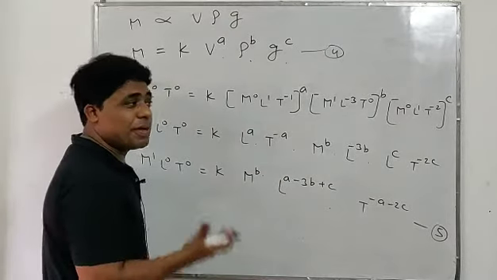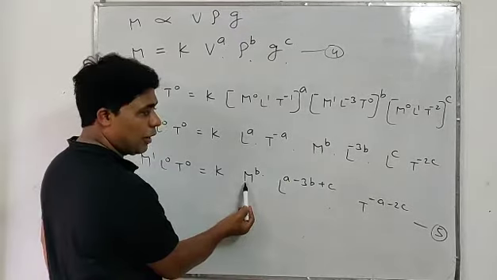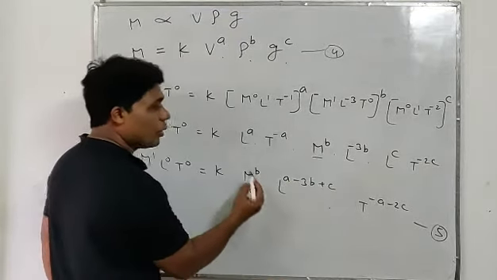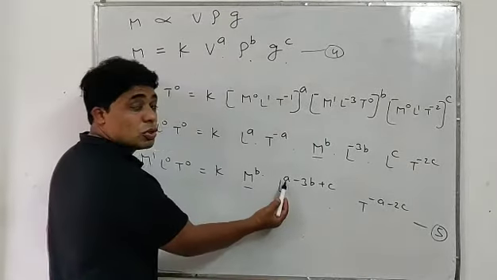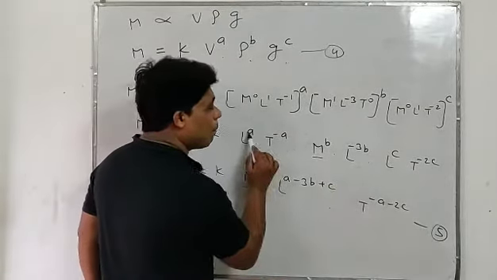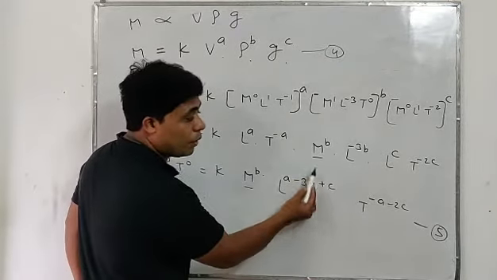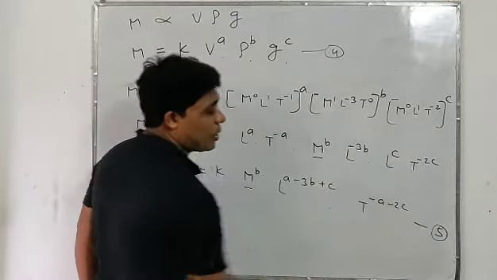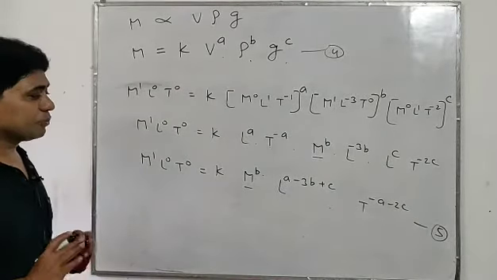We'll use the concept: when the base is the same, the powers will add. Here I have written M power b, L power a, L power minus 3b, L power c. When the base is the same, powers will add. So L power a minus 3b plus c. T power minus a, T power minus 2c. So T power minus a minus 2c. And this is the dimension of mass.